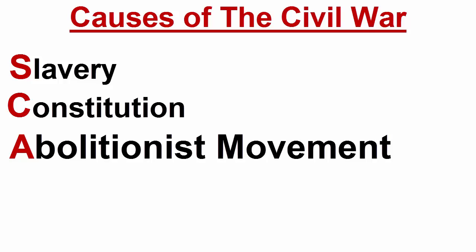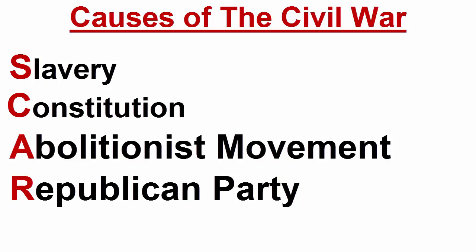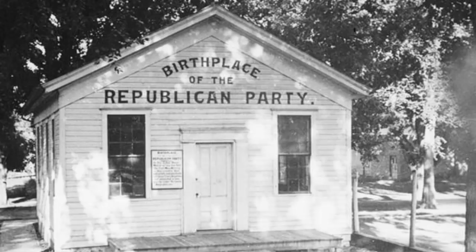So we talked about slavery, we talked about the Constitution, we talked about the abolitionist movement, and the R. The R stands for the Republican Party. The birth of the Republican Party was a major factor that led to the Civil War. And it is very important that you know and understand that it is the Republican Party that led the fight to end slavery. So the Republican Party was actually founded in 1854.